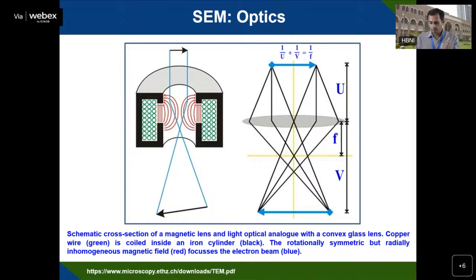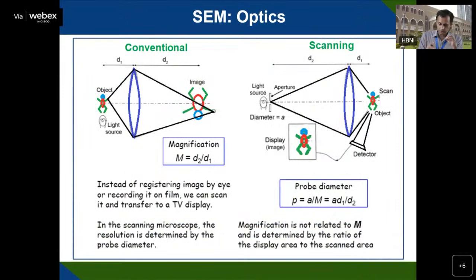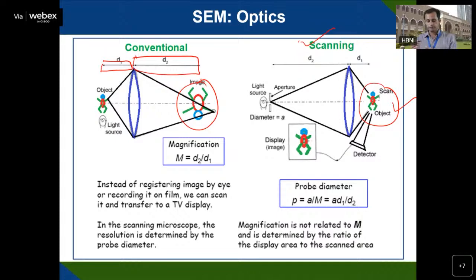And you can see here, in a conventional microscope, through the light, you will get an inverted image. Magnification mainly depends upon the distance between the object and the lens, d2 by d1, that is the distance of the image to the object. But in a scanning electron microscope, you will get a direct image instead of an inverted image, and that will be displayed on a detector. The detector detects that and displays the image.